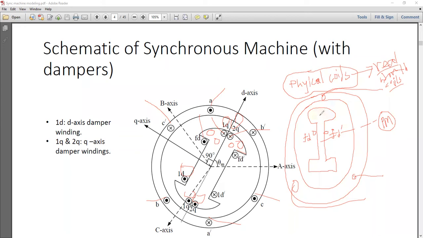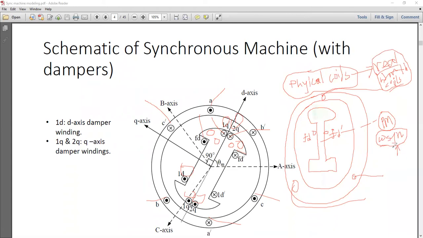why are they there? Okay, so as long as your machine is moving at synchronous speed, omega synchronous, there are no induced effects on your damper coils, even if there were some damper coils in practice, in the real world. As long as your rotor is moving at synchronous speed, there would be no induced torque on the rotor body.